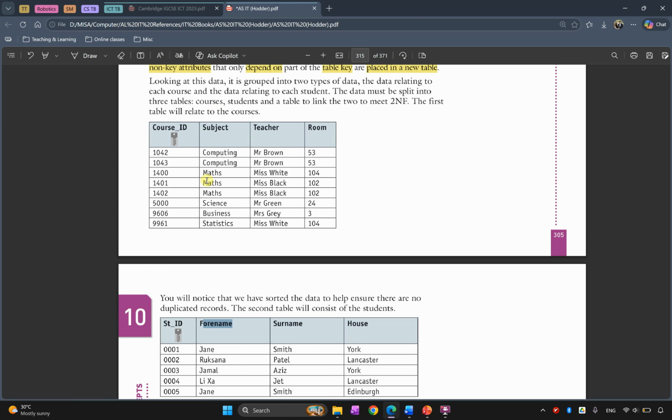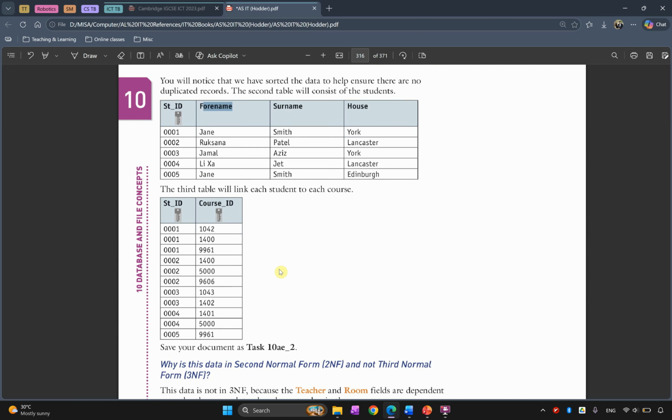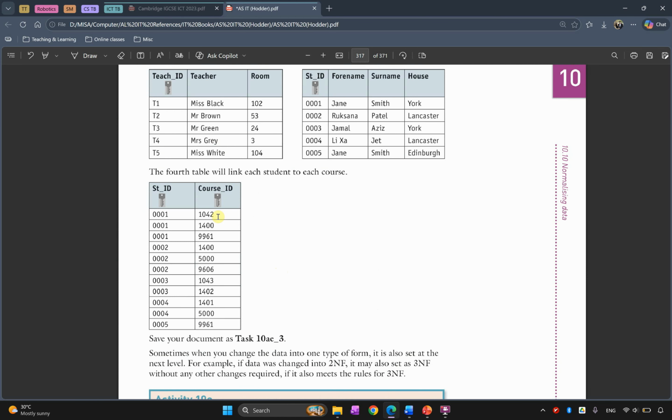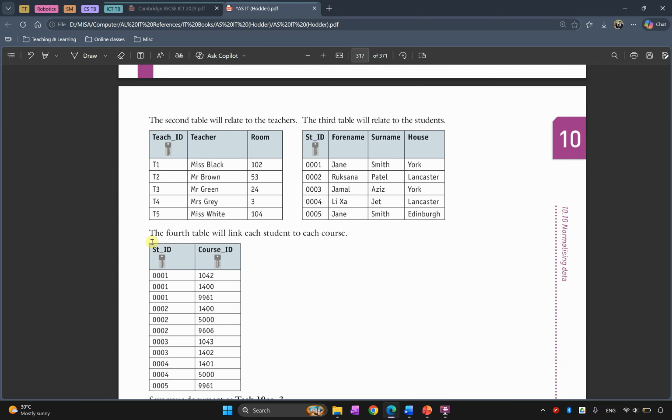We separated the course into one table, another table for the teacher, and a third table for the student. Then you can see the fourth table, which is going to link the student and the course. As I told you, there is no direct link between student and course, but there is a link between teacher and course. So for the student and the course, we're going to use a table that holds both primary keys, and it's going to be called the link table.